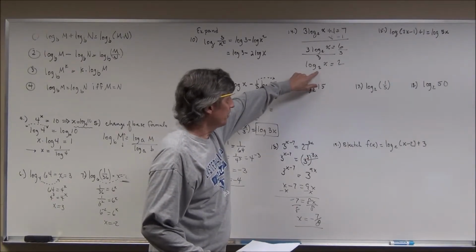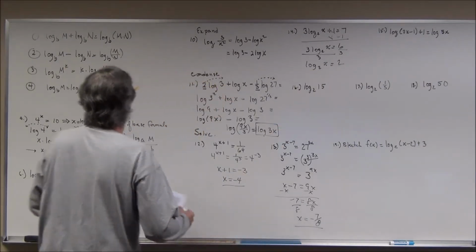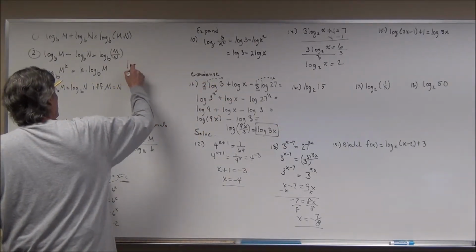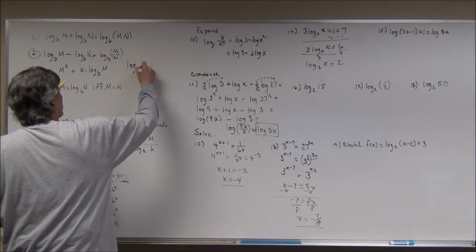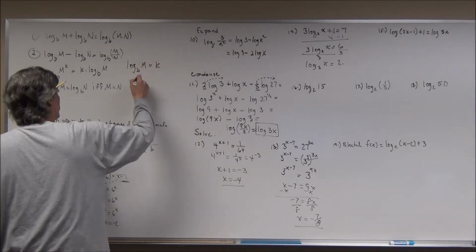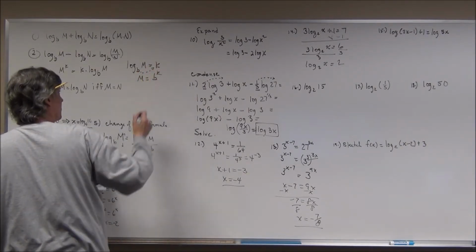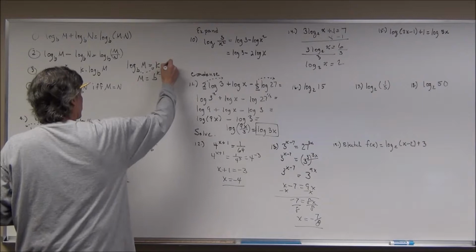Now, I'm going to change this logarithmic form into equivalent exponential form. Let me write it over here to make sure you remember how to do this. Log base b of m is equal to k if and only if m equals b raised to the k power. If and only if.